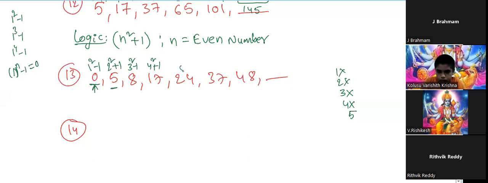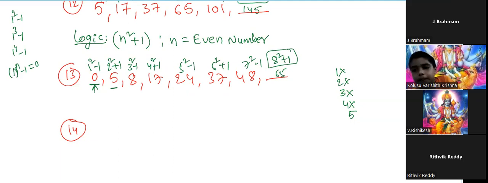Okay, so this number is 5 square minus 1, this number is 6 square plus 1, this number is 7 square minus 1. It should be 8 square plus 1. 8 square is 64 plus 1 is 65. That's our answer. Sir, how can we decide whether it is plus 1 or minus 1? By seeing the numbers?